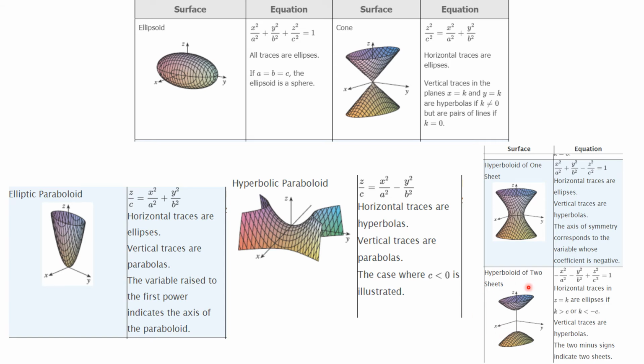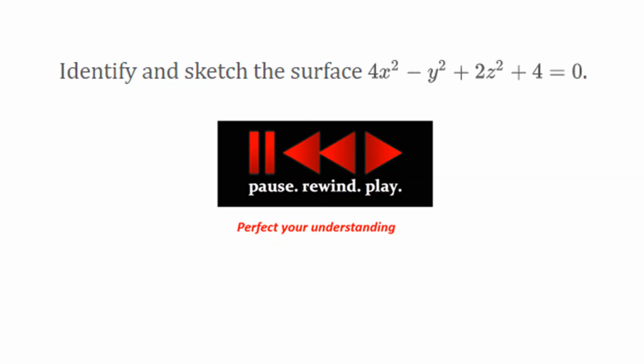We haven't talked about a hyperboloid of 2 sheets yet. But now I'm asking you to identify and sketch this surface here, and you should use that table for your reference from your notes. 4x squared minus y squared plus 2z squared plus 4 is equal to 0. You know what to do. Let's see how you did.